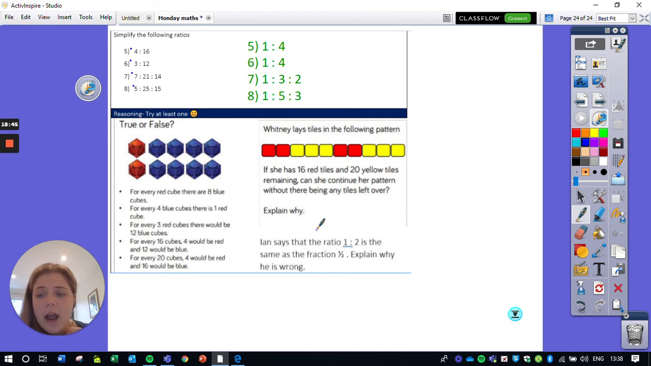I'm not actually going to go through the answers to the reasoning questions because I'm really interested in seeing what you do yourselves and the thinking that you do. Remember, I've said everyone needs to try at least one of those reasoning questions. I don't mind if you find it tricky or if it's difficult. Just make sure you try at least one of the reasoning questions.